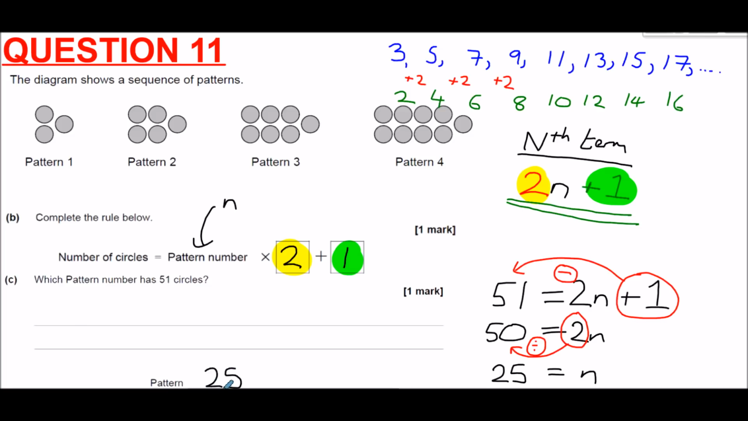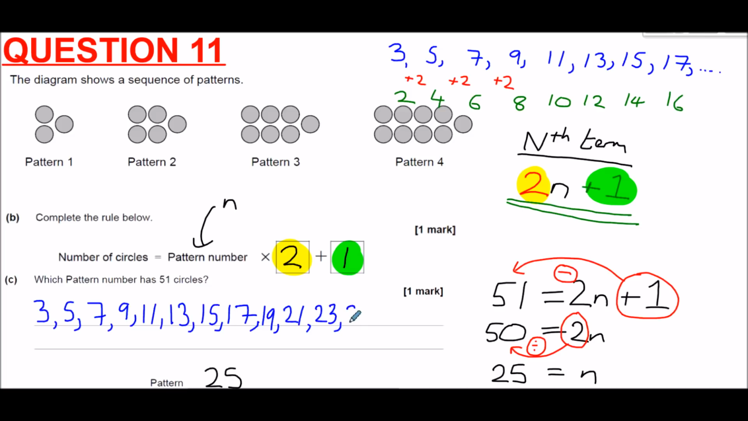Now, if you weren't sure about that, there is another way which takes a bit longer, but which is absolutely fine. If we carried on this sequence I started above here, in blue, 3, 5, 7, 9, 11, 13. If you had a bit of stamina, you could just carry this on. Keep on adding 2 each time. It might take you a while, but eventually you'll get there.